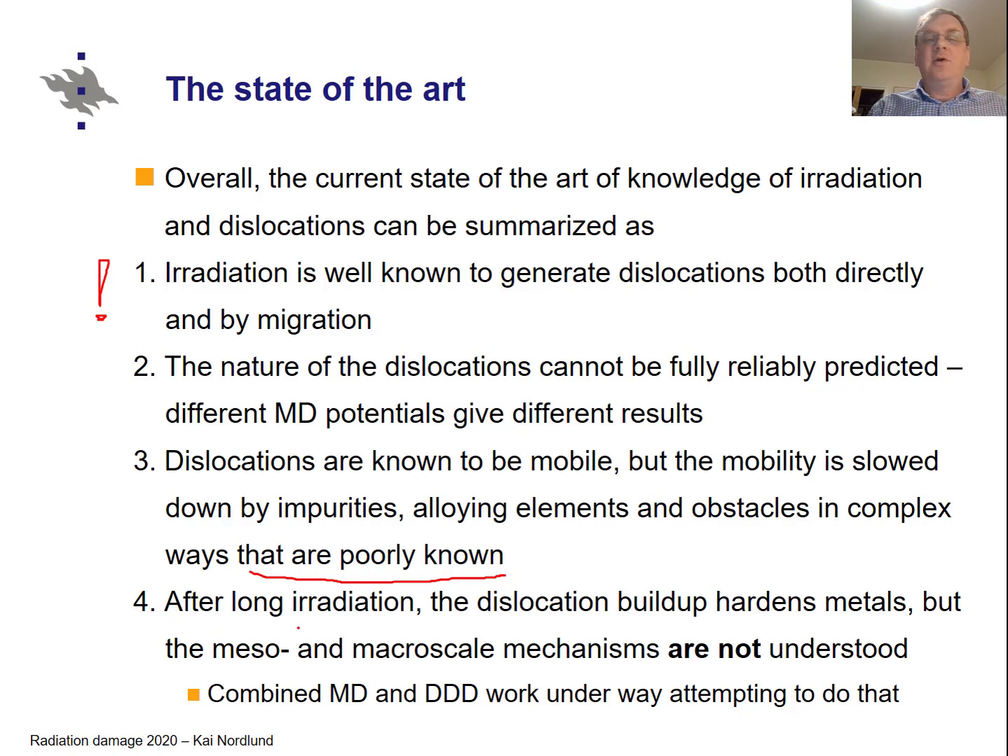When you irradiate metals for a long time, you build up dislocation concentration, which hardens metals and at the same time makes them more brittle, but everything that's going on is definitely not understood. And there is a range of work combining molecular dynamics and discrete dislocation dynamics underway, attempting to do that. But this is where the current work is strongly ongoing, although there is still definitely work going on at point 2 and point 3, and also at point 1 to get reliable starting conditions and high enough statistics.